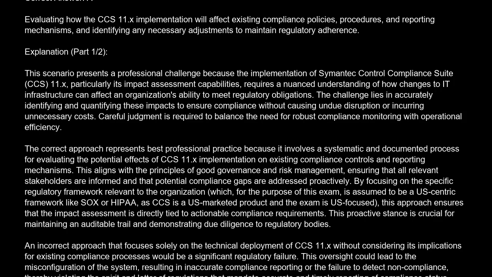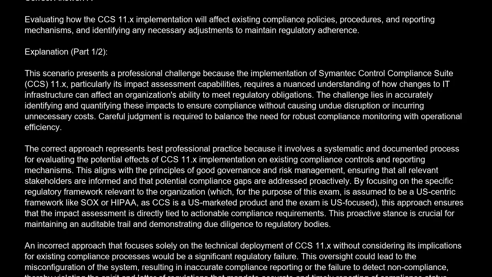By focusing on the specific regulatory framework relevant to the organization, which, for the purpose of this exam, is assumed to be a U.S.-centric framework like SOX or HIPAA, as CCS is a U.S.-marketed product and the exam is U.S.-focused. This approach ensures that the impact assessment is directly tied to actionable compliance requirements. This proactive stance is crucial for maintaining an auditable trail and demonstrating due diligence to regulatory bodies.